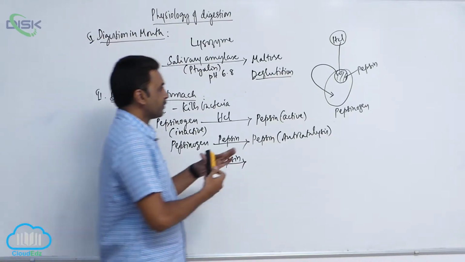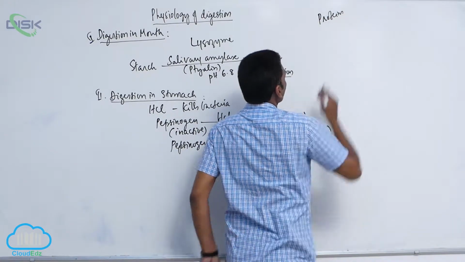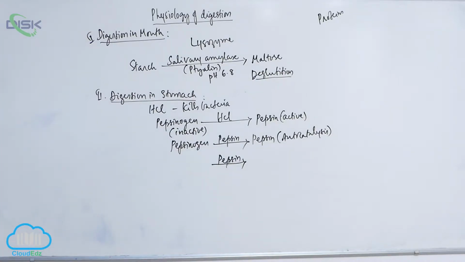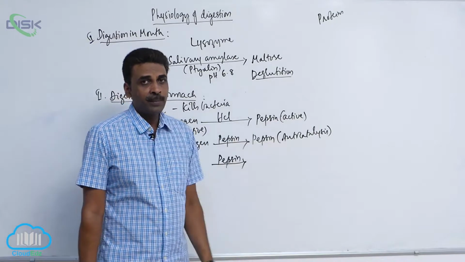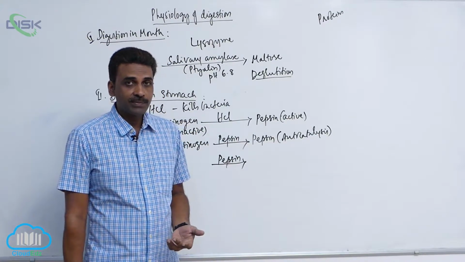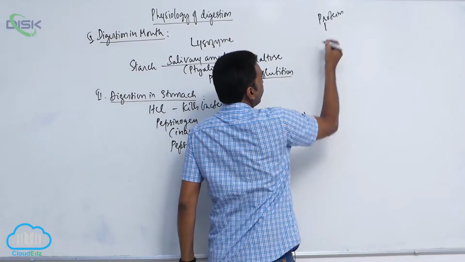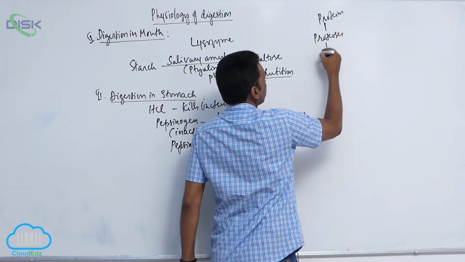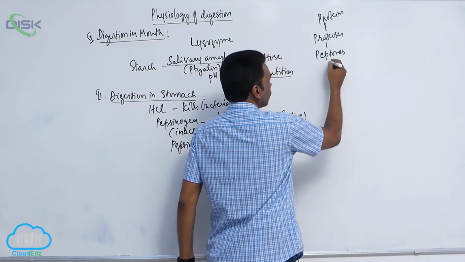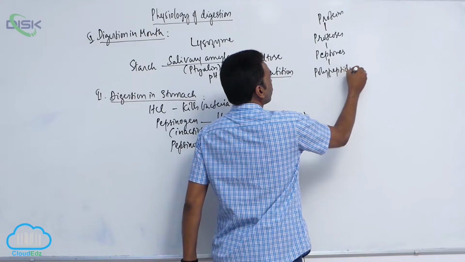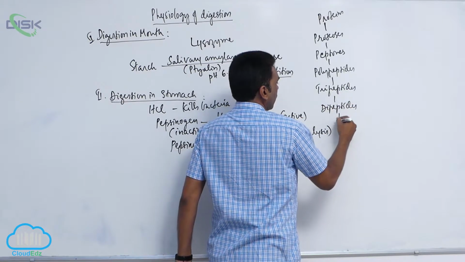Now, if I observe the proteins, at the time of digestion of proteins, I told you complex substances are broken down into simple substances. Proteins are broken down into proteoses, then broken into peptones, polypeptides, tripeptides, dipeptides, and amino acids.